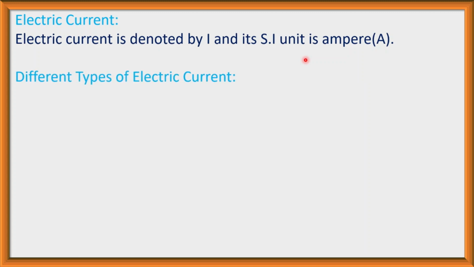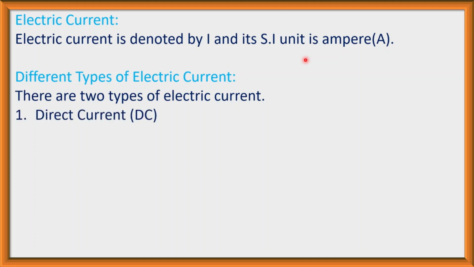Different types of electric current. There are two types of electric current: one, direct current or DC, and two, alternating current or AC. DC means direct current and AC means alternating current.